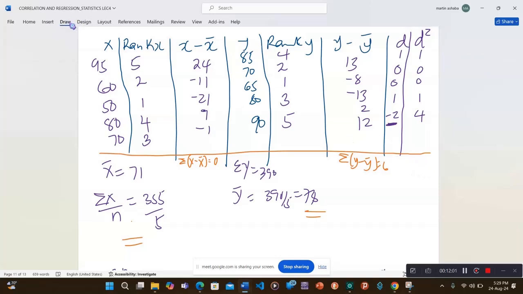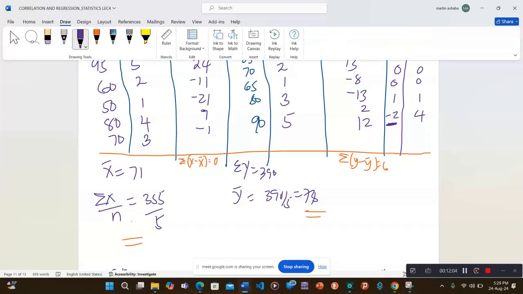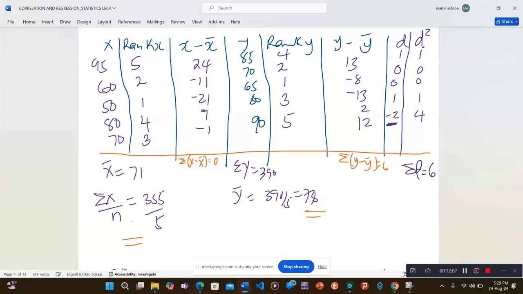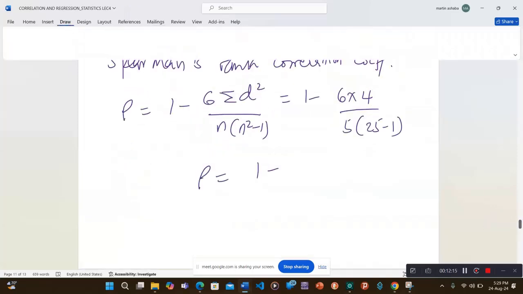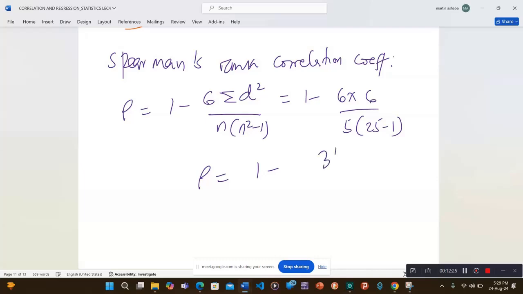Let's write it properly. Sum of d squared, okay? So that value should be 6. So that is 36 divided by 5 times 24. That's 100, divided by, is it 100? Yeah, it's 100. Divided by 5 divided by 24.